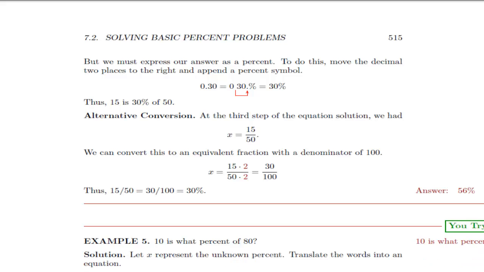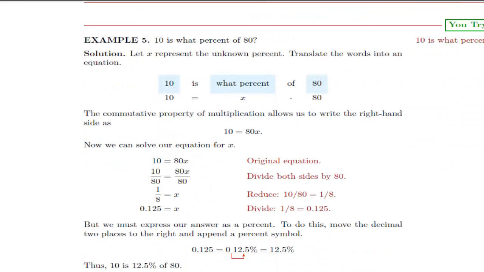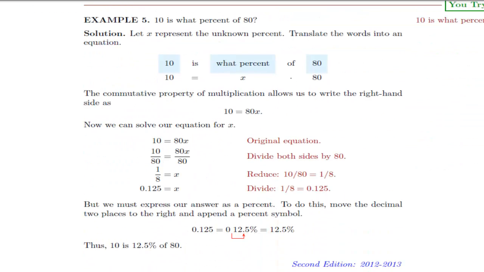Alternative conversion. At the third step of the equation solution, we have x equals 15 over 50. We convert this to an equivalent fraction with the denominator 100 by multiplying the numerator and denominator by 2 to get 30 over 100. Thus, 15 over 50 equals 30 over 100, which equals 30%. Example 5. 10 is what percent of 80? Solution. Let x represent the unknown percent. Translate the words into an equation.